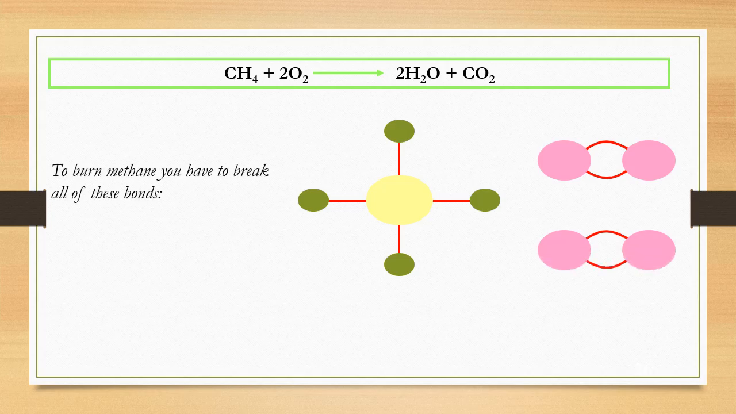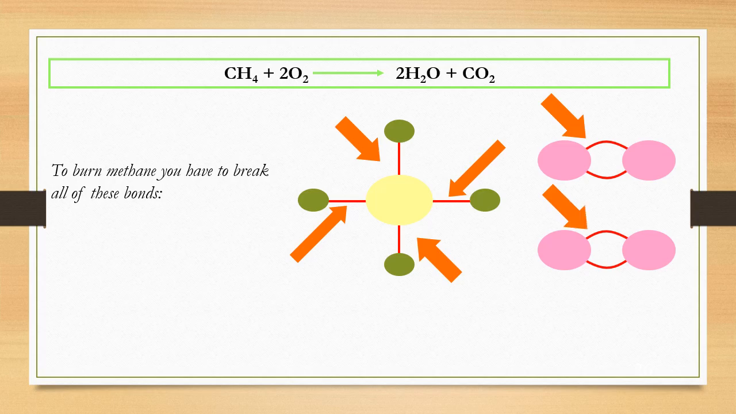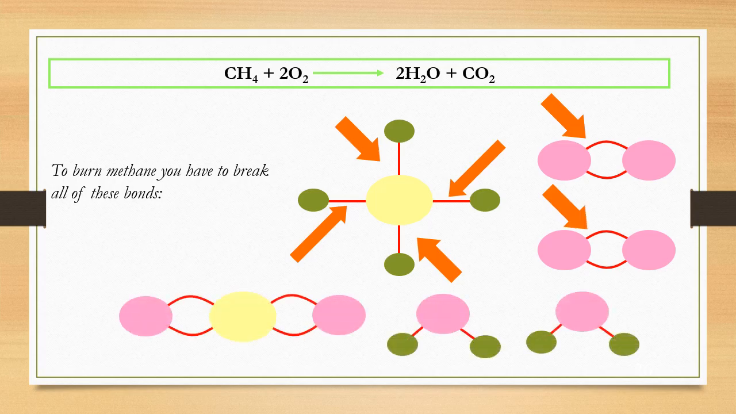So in the reaction, to burn or combust methane, you have to break all of the bonds in the methane and all of the bonds in the oxygen. This requires, of course, energy. And then you have to make the corresponding bonds in the water and the carbon dioxide.